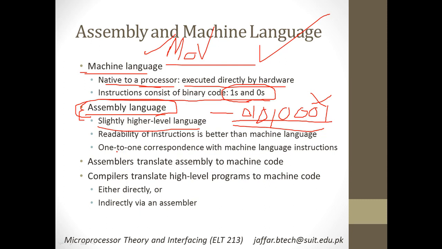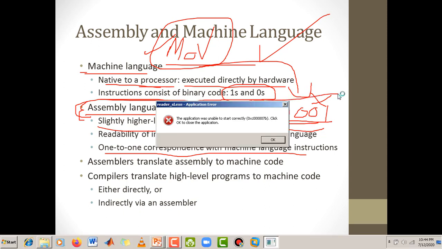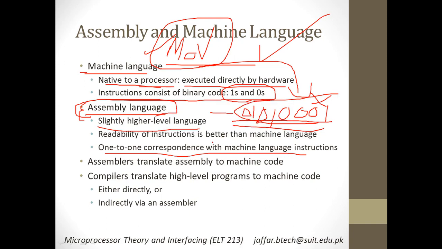Similarly, the other property or characteristic of this ALP is that it has one-to-one correspondence with the machine instructions. So each instruction will be dealt with separately by the machine language program. Assemblers translate this assembly language to the machine code. So you need to have some kind of assemblers. Assemblers are those things that basically convert your assembly language into machine language.